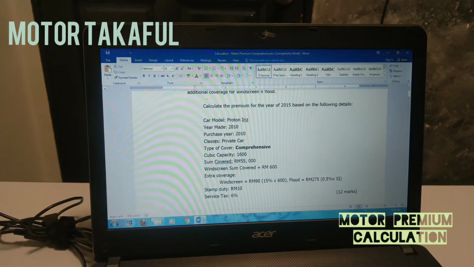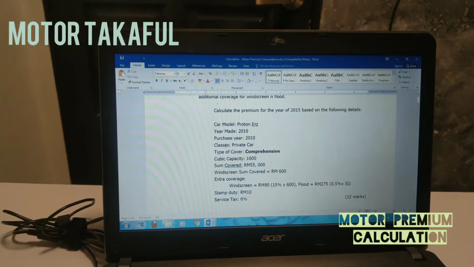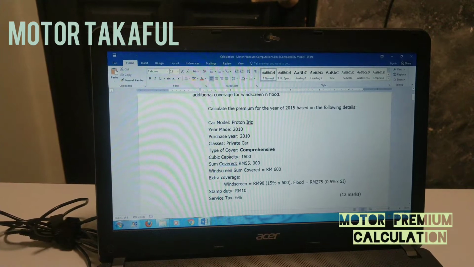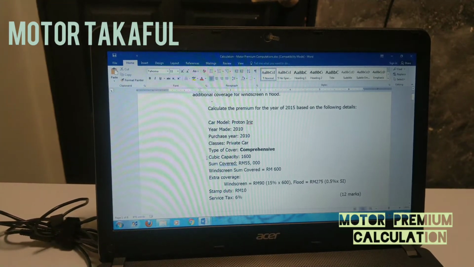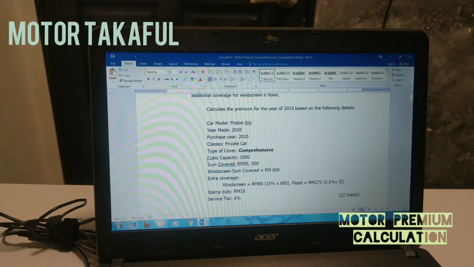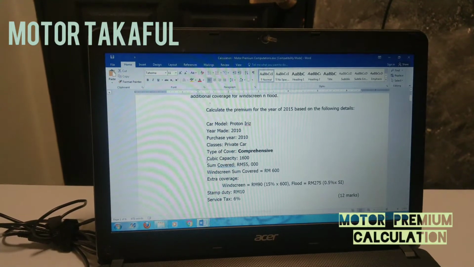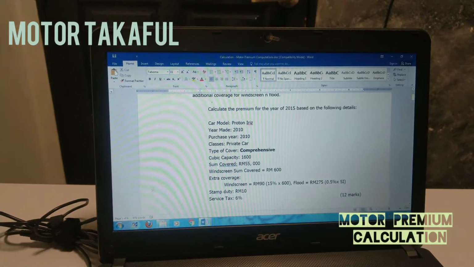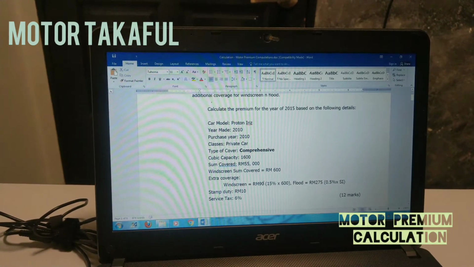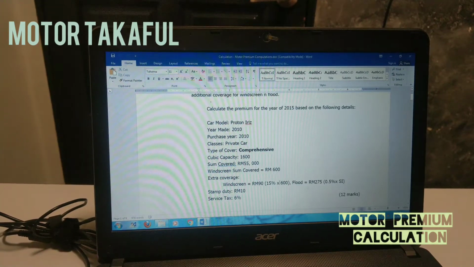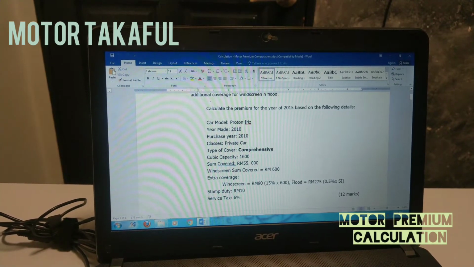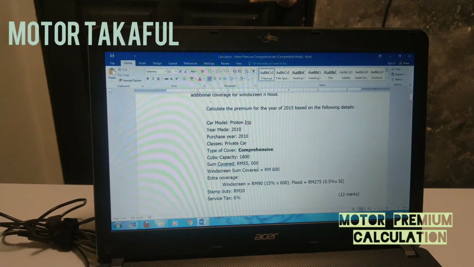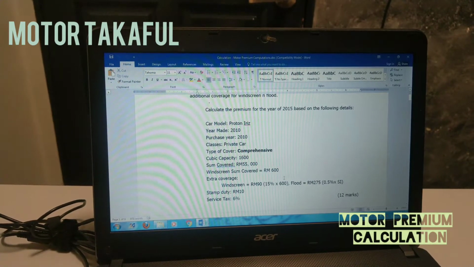Sum covered, sum insured, is actually the value of the car, which is 55,000. And there is the sum insured of the windscreen, 600. Windscreen, harga cermin hadapan. Extra coverage windscreen 90 ringgit. Where do we get this 90 ringgit? It is 15% from 600. And flood 275, 0.5% from the sum insured. Sum insured is actually the value of the car, not the windscreen sum covered.